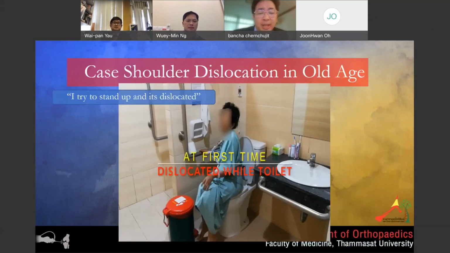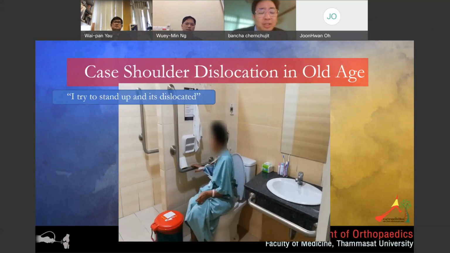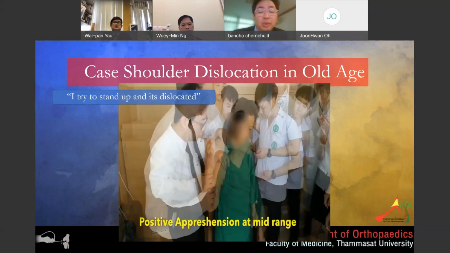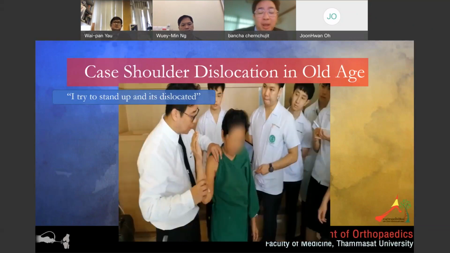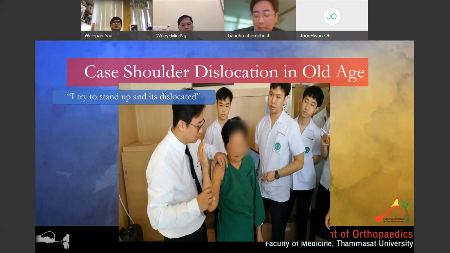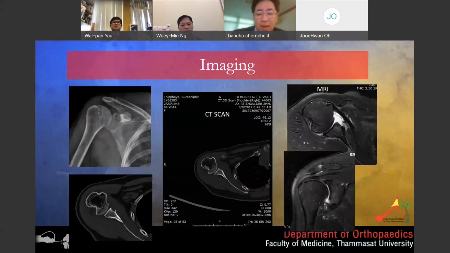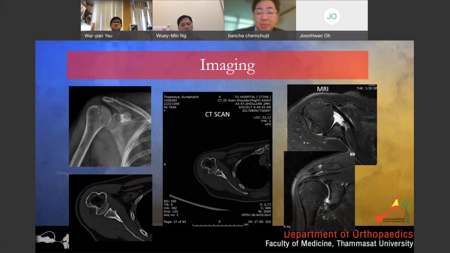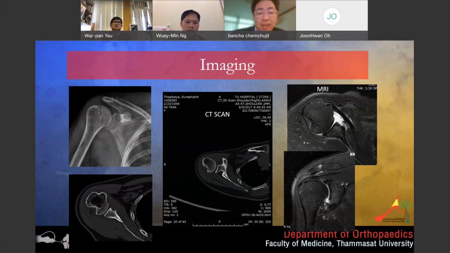So this lady, she's 70 years old. First time dislocation, she showed me, she just stood up from the toilet and the shoulder dislocated, with a positive apprehension sign, okay, at 45 and 90 degrees. So I'm very surprised. She's 70, but she has a good rotator cuff, you see. Supraspinatus, subscap is good, but she has a Hill-Sachs lesion, an engaged Hill-Sachs lesion, but there's no glenoid bone loss, okay? So this is very weird for me.